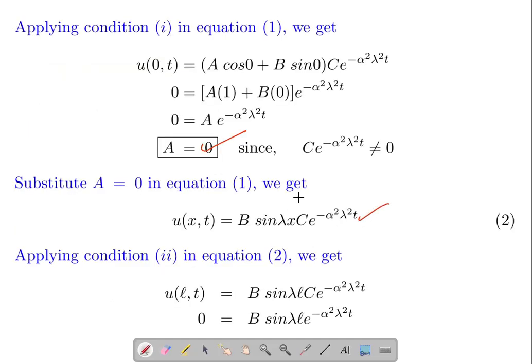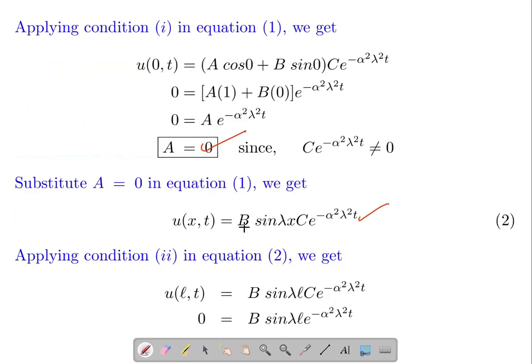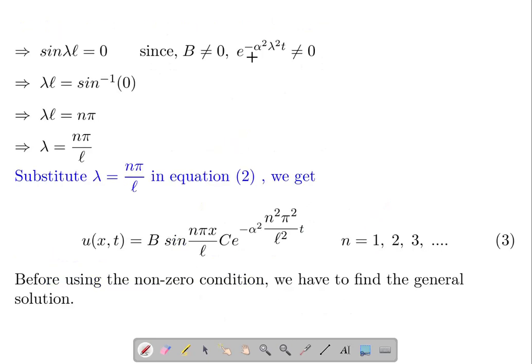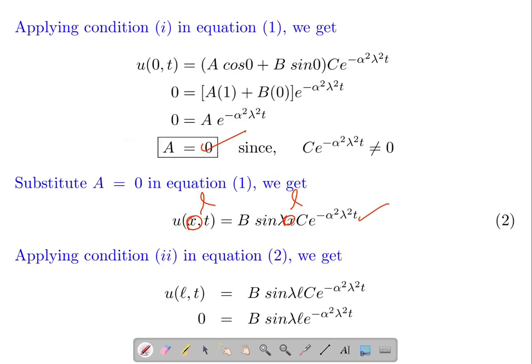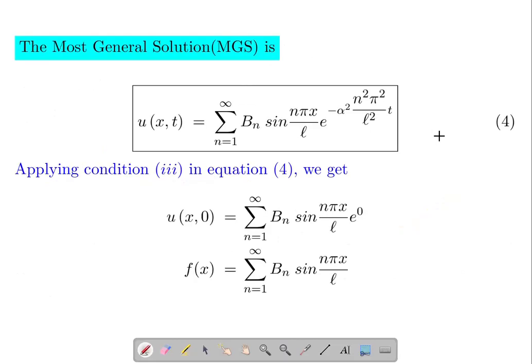Now I apply condition number 2, U of L comma t, in the updated solution here. Wherever x is there, I replace it with L. So we get lambda is equal to n pi by L. Now I replace lambda with n pi by L wherever lambda is there, and we get this solution. So the most general solution is this.